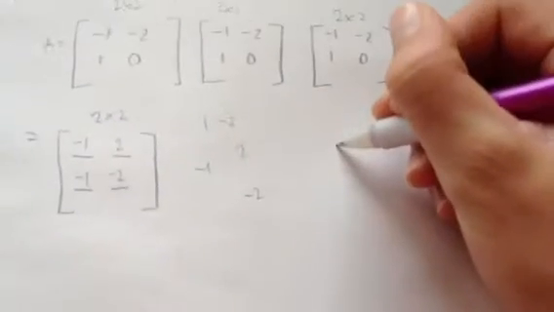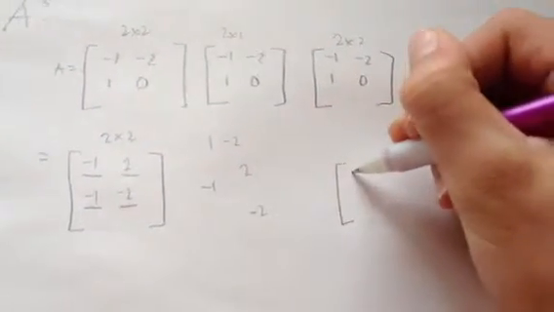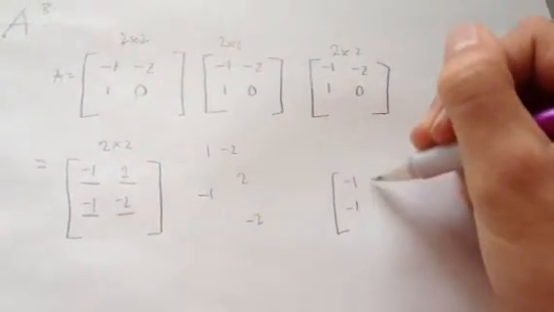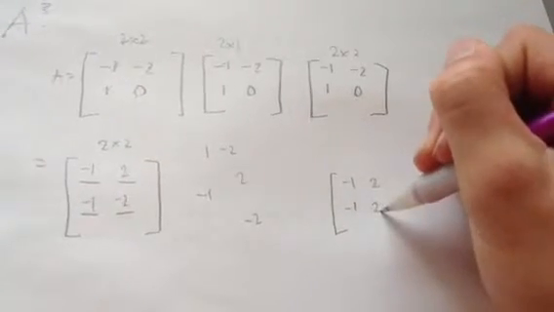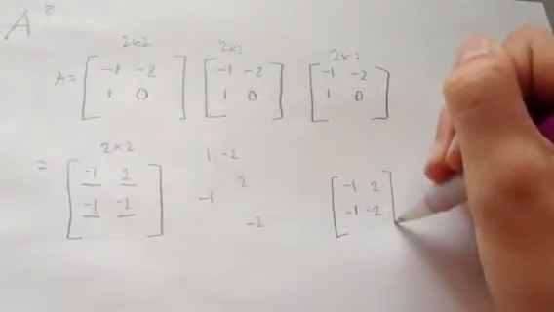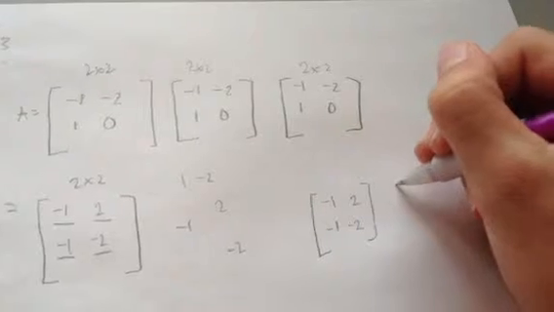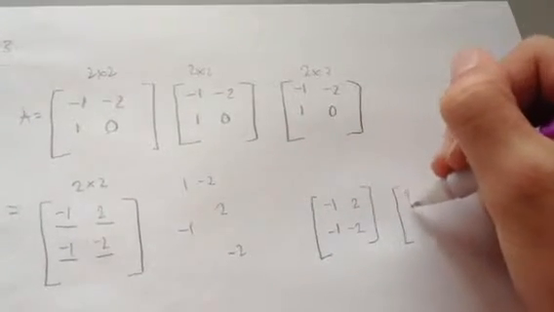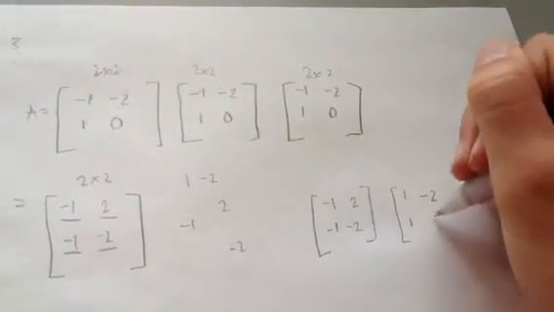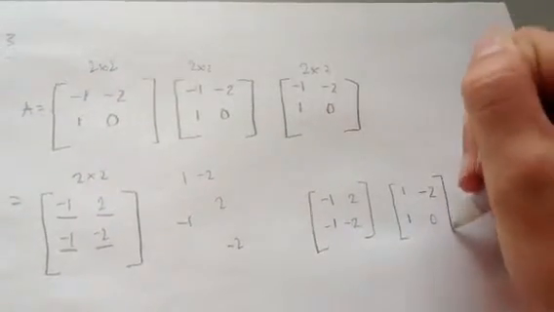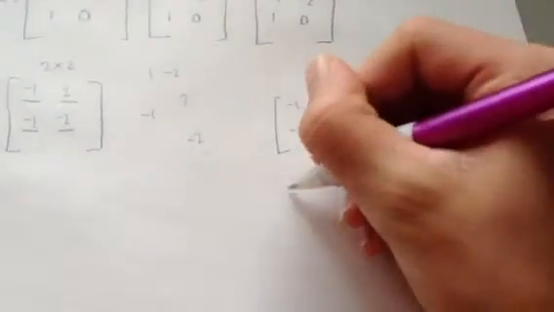Okay, so now you're going to multiply these two. So let me write that out. Okay, and then multiply this one. The answer is going to be 2 by 2 again.